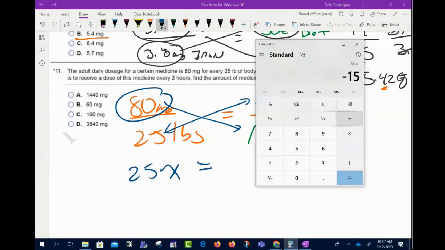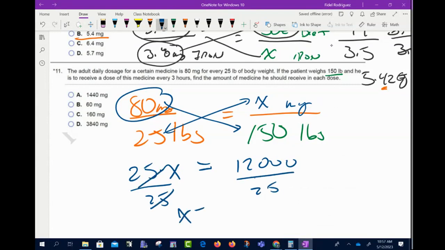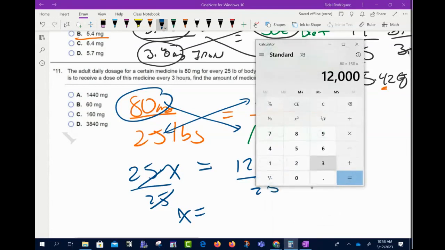80 times what? 150? Oops. Let's see. 12,000. And then we divide it by 25 and 480 or 3. Which one is it? 480?